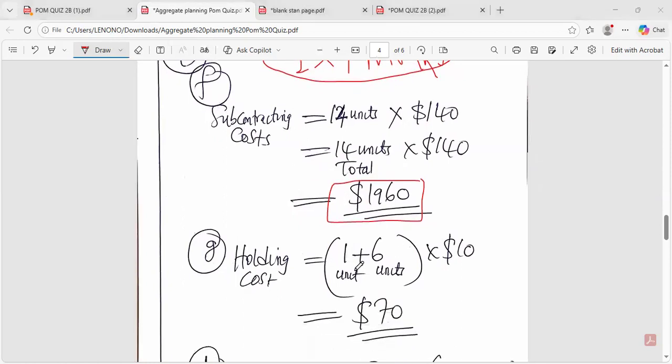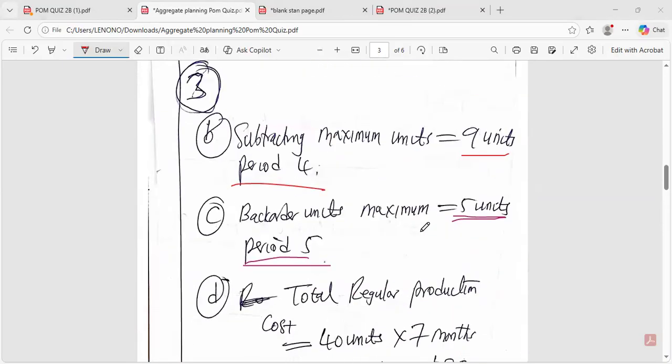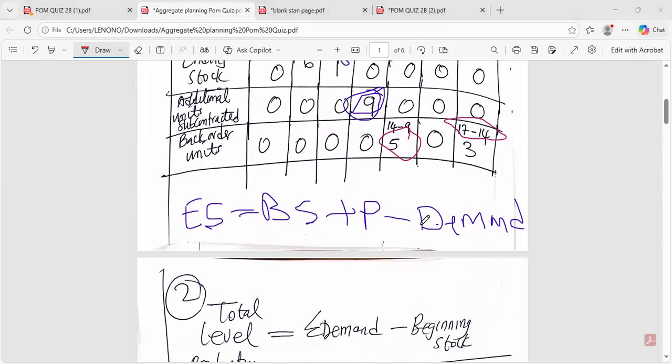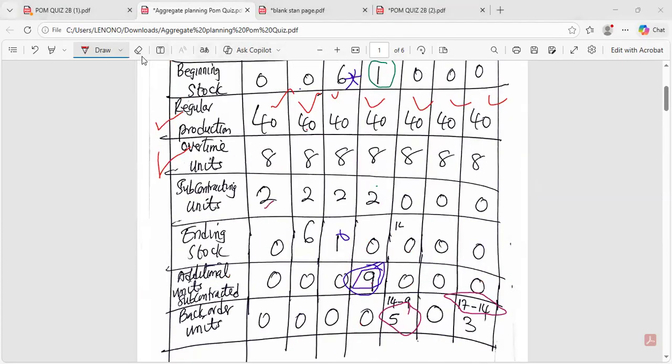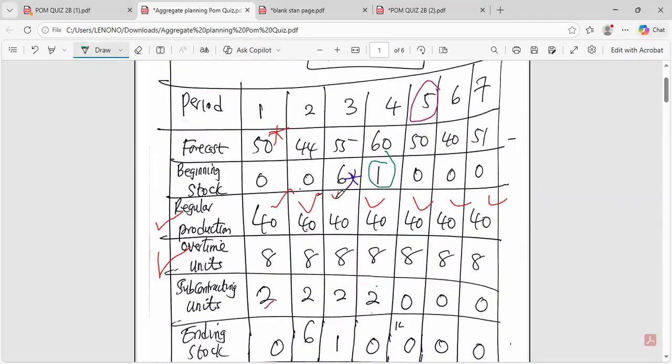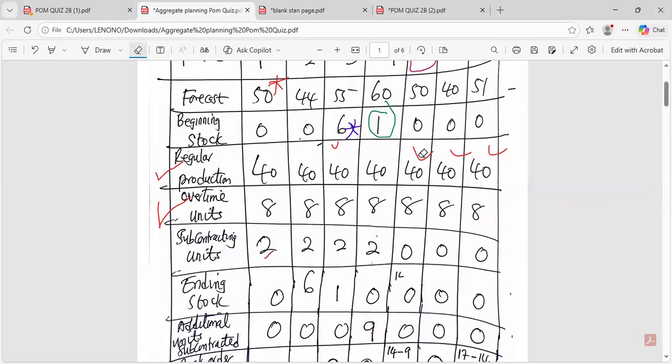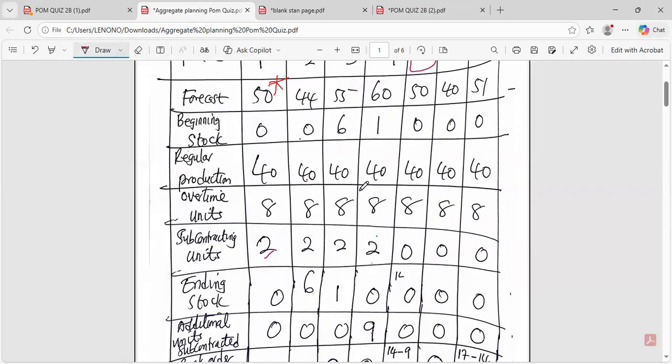Then the holding cost: we had 1 plus 6, which is 7 units, times $10. Here we have the holding cost of 1. As we come here, the holding units, we had 1 unit here as holding unit. So we had a 6 and 1, which means our holding cost was obtained this way.